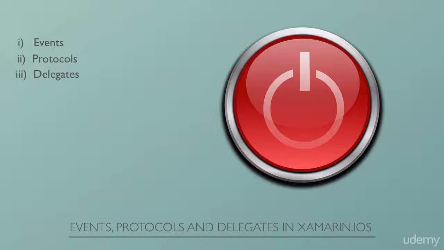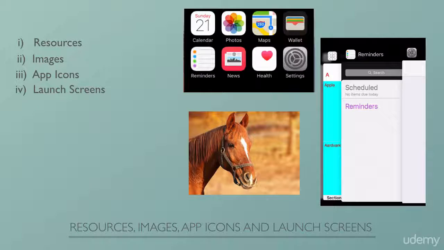I'm going to extend your C# knowledge if you don't know any of this already, and talk about events, protocols, and delegates, and especially how they relate to UI events such as pressing a button. We'll then move on to some resource management, where resources reside inside of our app. We'll look at how to add images, app icons, and launch screens. Those last two are necessities if you want to publish on the App Store.